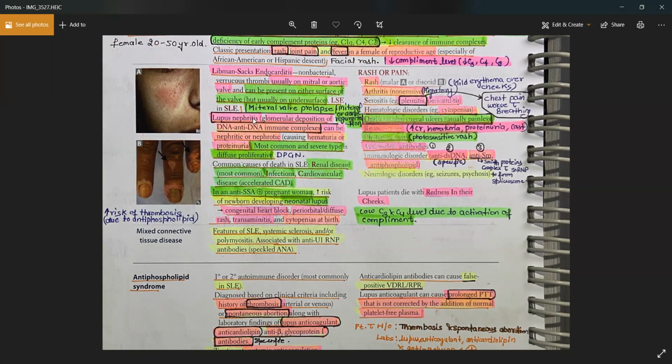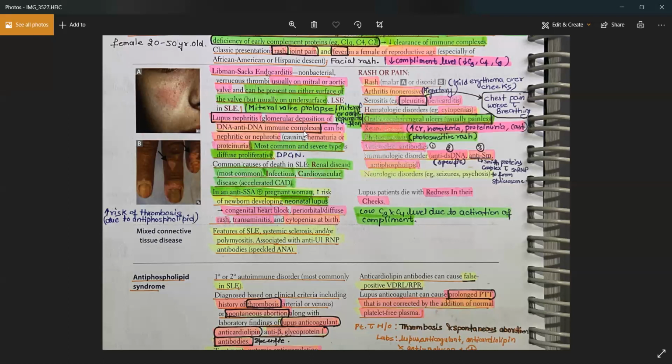You will be having a deposition of the immune complexes in the kidney, and there you can get the lupus nephritis, okay, which is the glomerular deposition of the anti-DNA and the DNA complexes. Okay, you will be having anti-DNA antibodies. These anti-DNA antibodies will form complexes with the DNA, and they will deposit on the tissues, on the kidney especially, and there they will cause the nephritis. You will get nephritic syndrome, sorry, not nephrotic. You will get the nephritic syndrome. Sometimes you can also get the nephrotic syndrome, right?